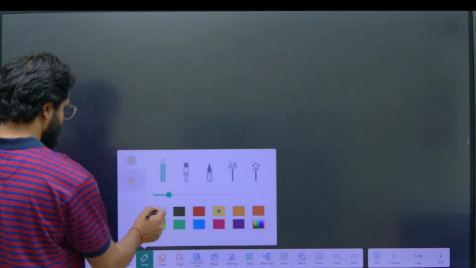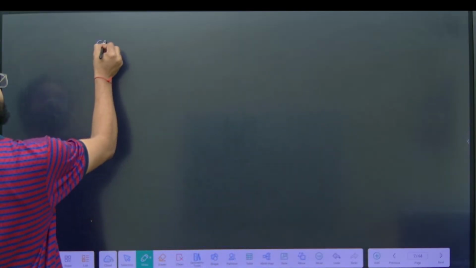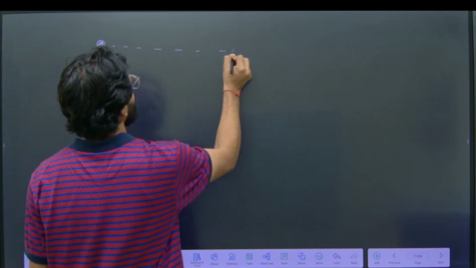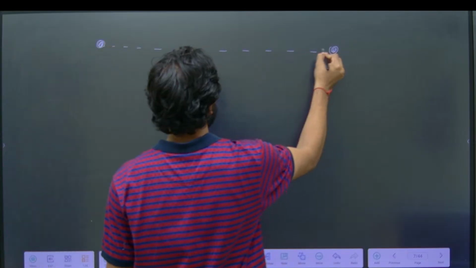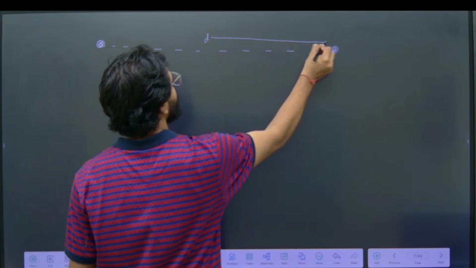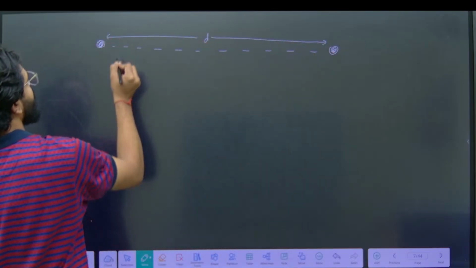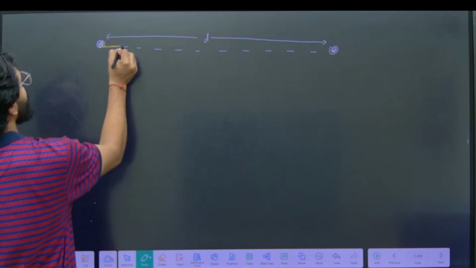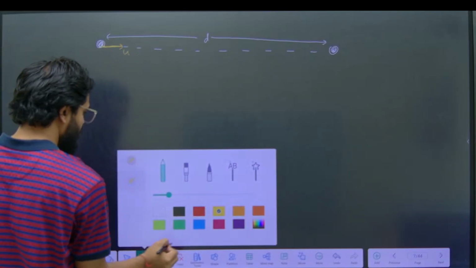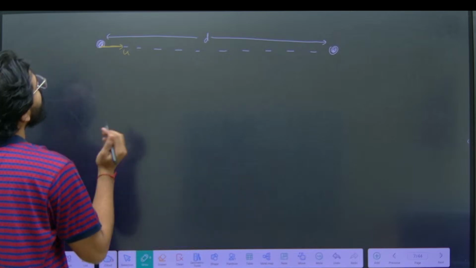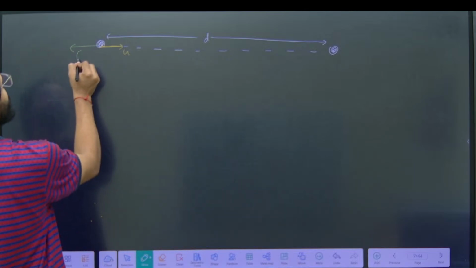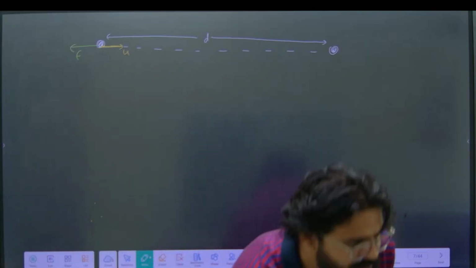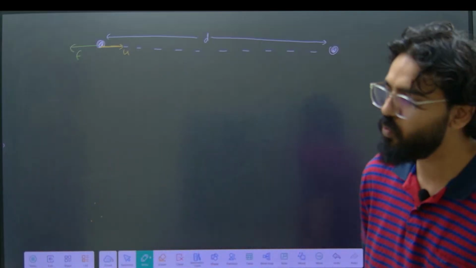The questioner is saying that if this is some vehicle, correct? So it is being stopped in distance d. Let's say its velocity is u, and obviously if it is being stopped, then some force might be applied in this direction. Sir, force in kinematics, how come?